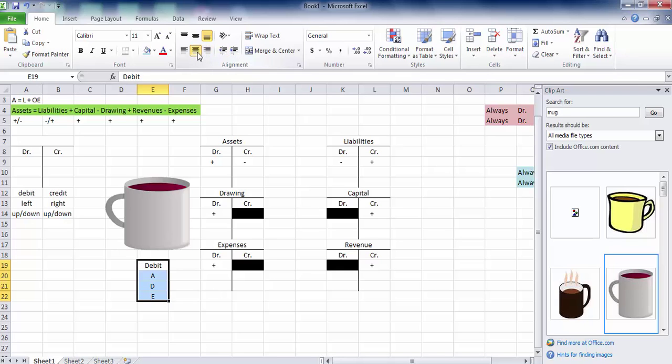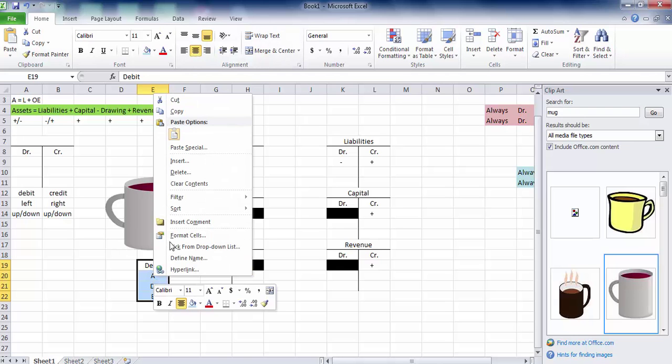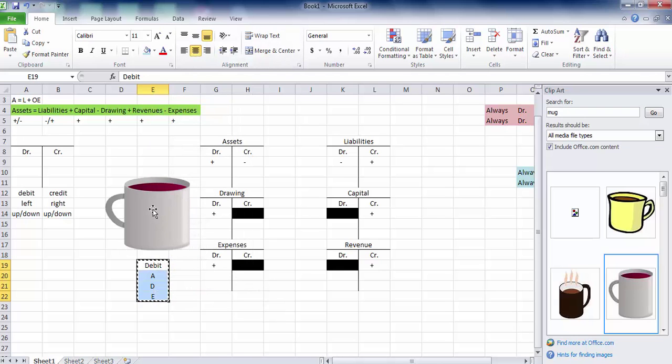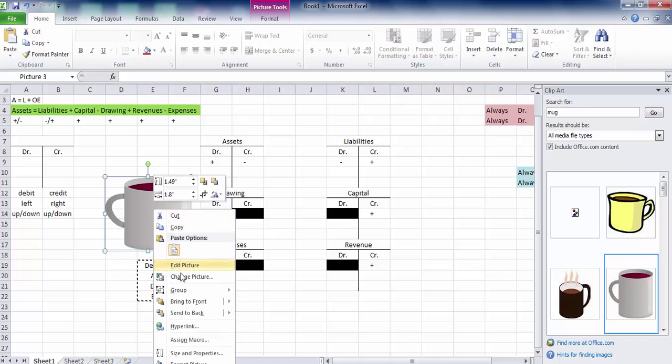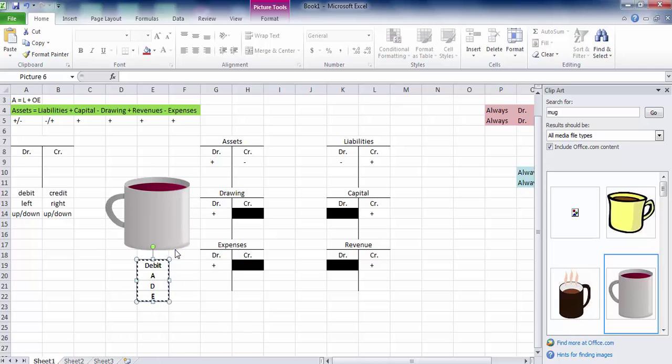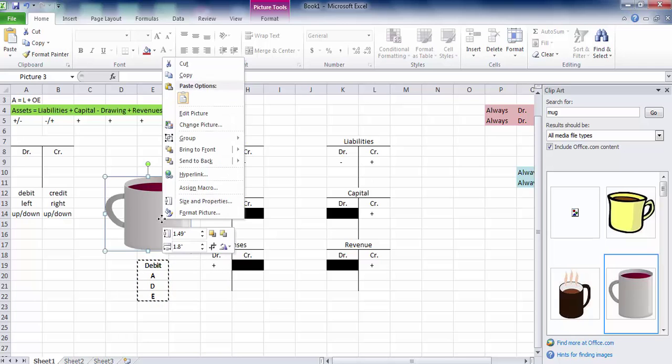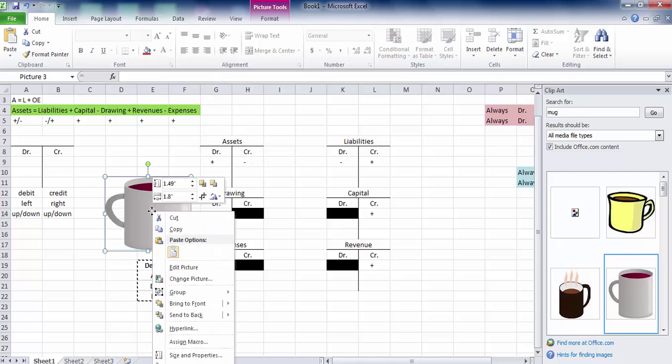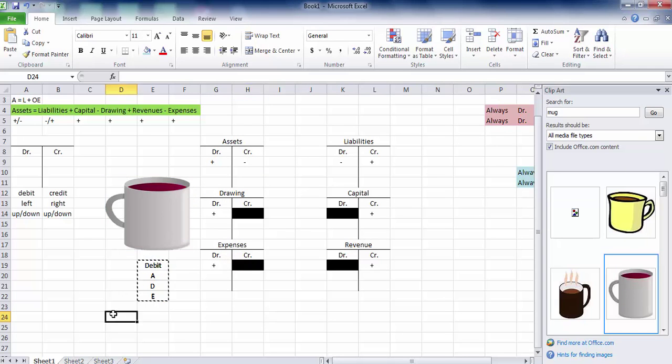I don't know if it'll let me do this. Let me try something. Didn't let me do it. Let's see. Bring to front. Oh well, I guess I'll have to work on that. But think of that drinking mug to help you remember debit aid.